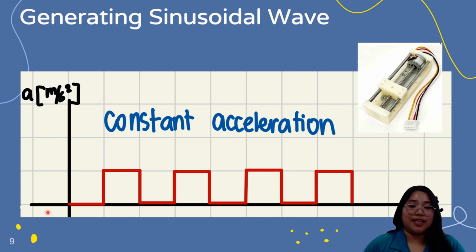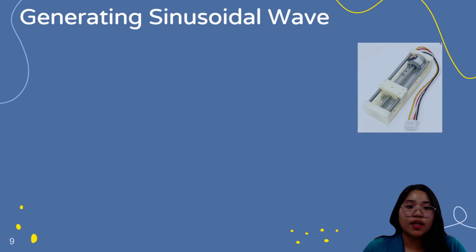If you're going to use constant acceleration, you go up to a constant acceleration, it's just going to stay like that, and you turn it off again and you go on another constant acceleration. It doesn't really generate a sinusoidal wave, but more of a box wave, right? So now we have to find a way to generate the sinusoidal wave that we want.